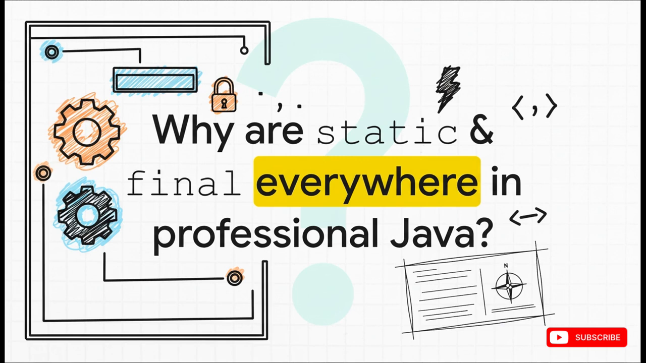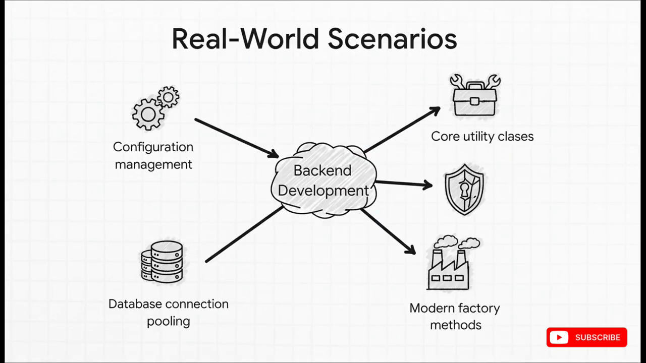So what's the big deal, right? Why are these two little words so absolutely fundamental to Java? Well, understanding the answer to that question, that's the key. That's what takes you from just writing code that works to actually engineering software like a pro. And trust me, we're not talking about some abstract textbook theory here. We're talking about real-world, high-stakes stuff. Things like managing your app's configuration, handling database connection pools, creating security constants that can't be tampered with. Static and final are the bedrock for all of it.